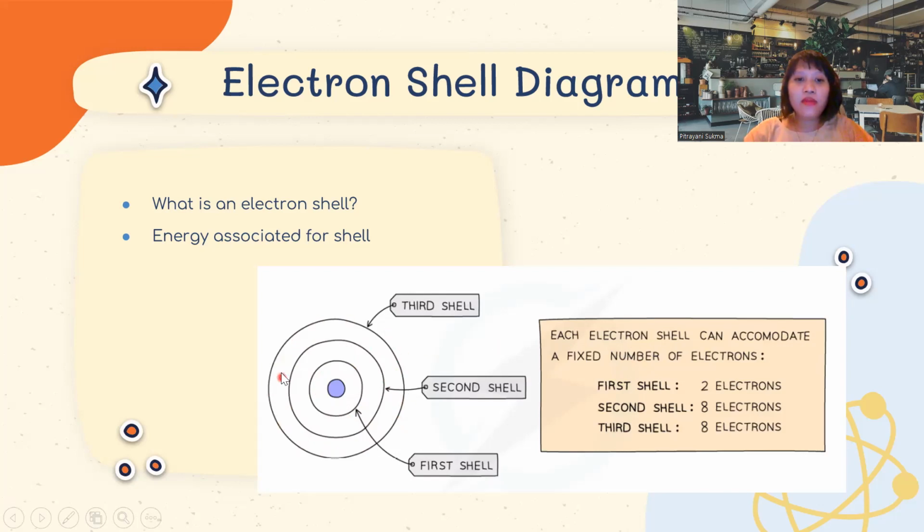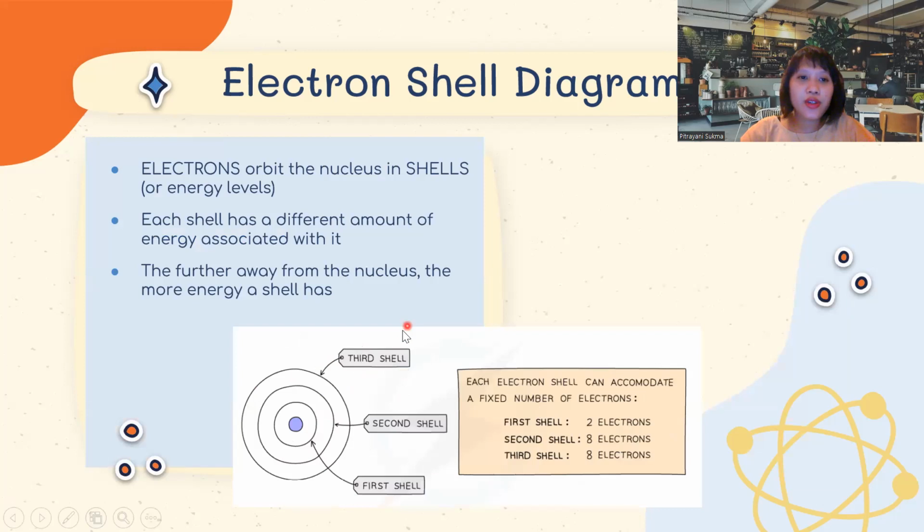So if the atom has several electrons, and it has already filled the first shell with 2 electrons, and there are still electrons that need to go into a shell, they cannot go to the first shell. After the 2 electrons, the next electron needs to go to the second shell. If the second shell is already full, the rest of the electrons need to fill the third shell.